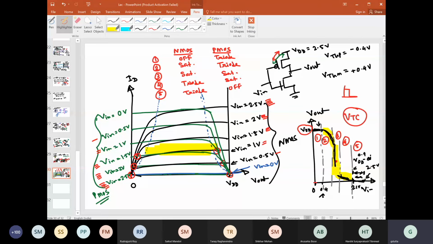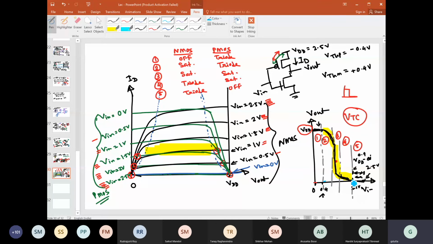And you can also guess, if you plot ID, the current, in the same plot, obviously we will do that today, then ID will look something like this. Let me choose a different color. Below this there will be no ID because one of the transistors is off. So here the ID will start, and beyond this point also ID will be 0.